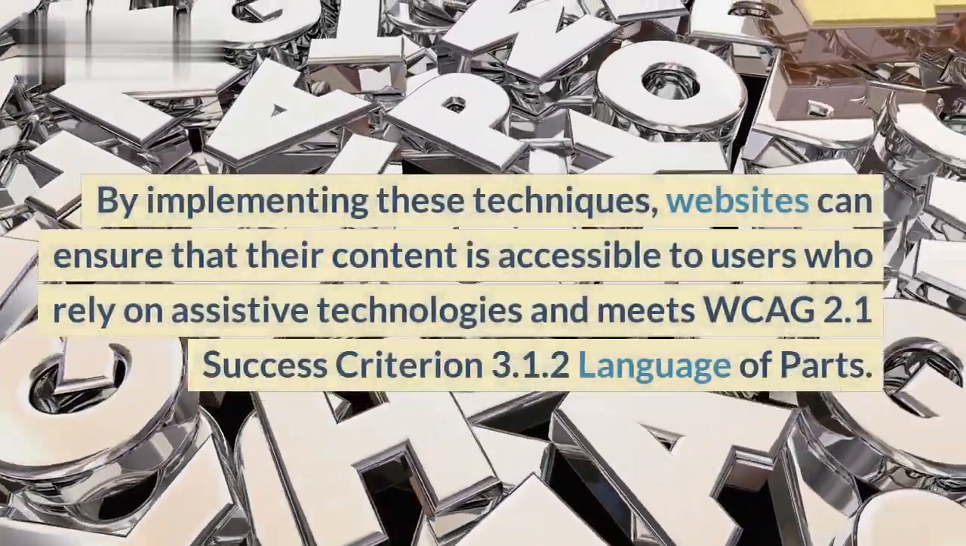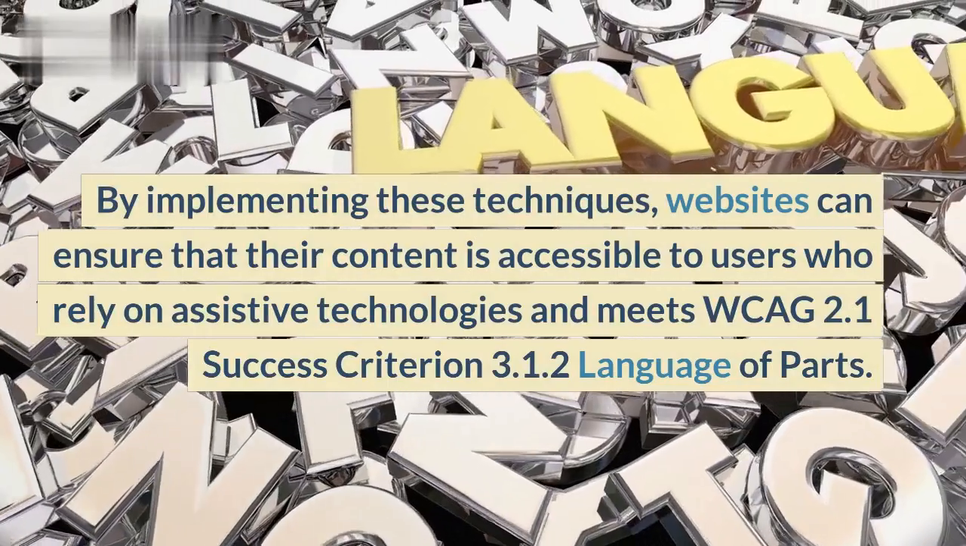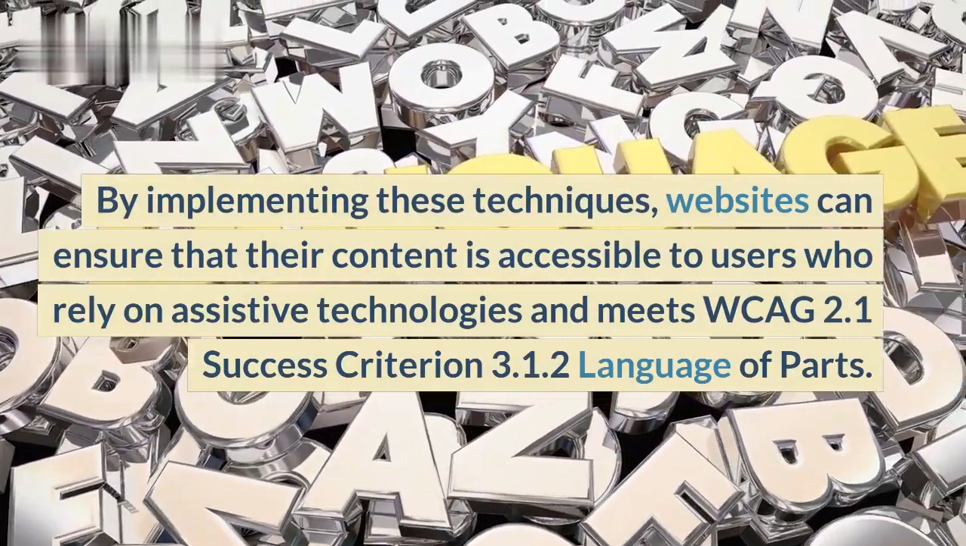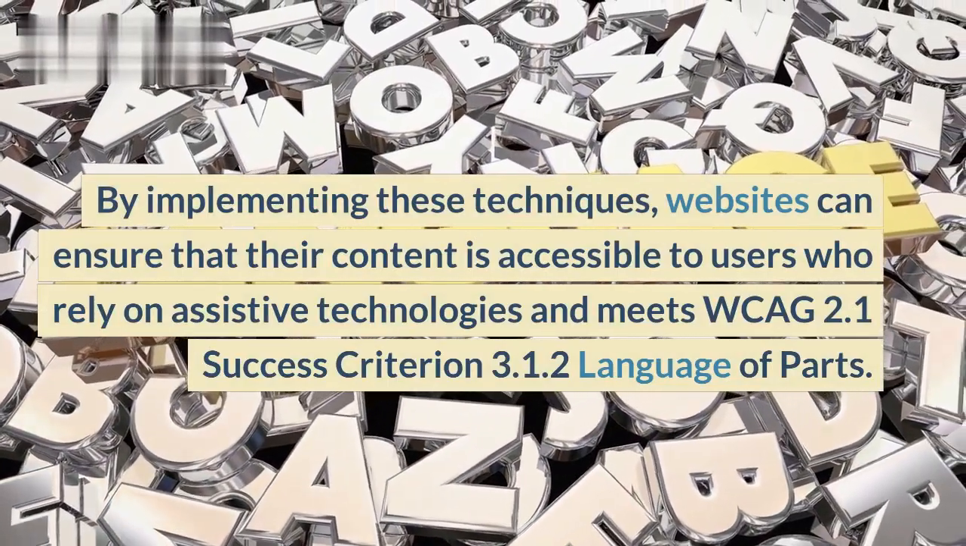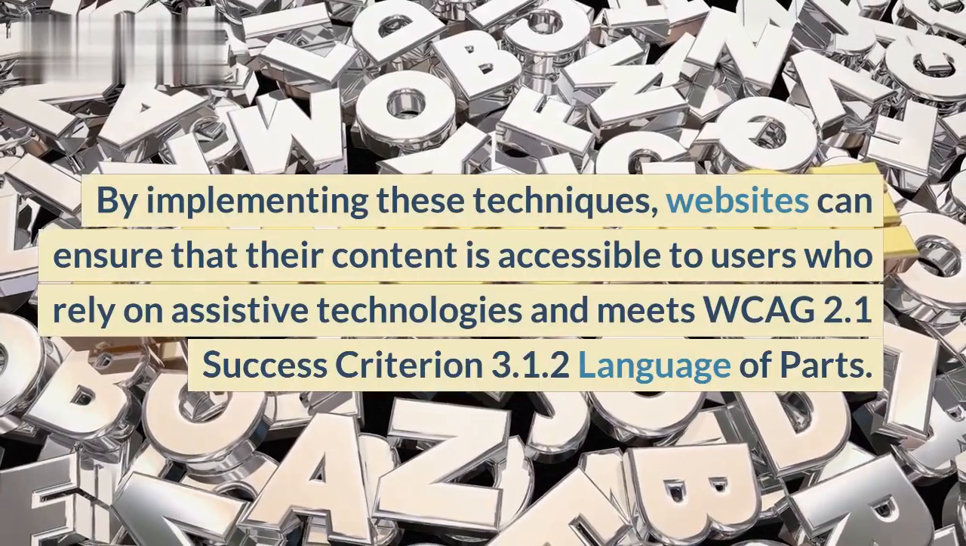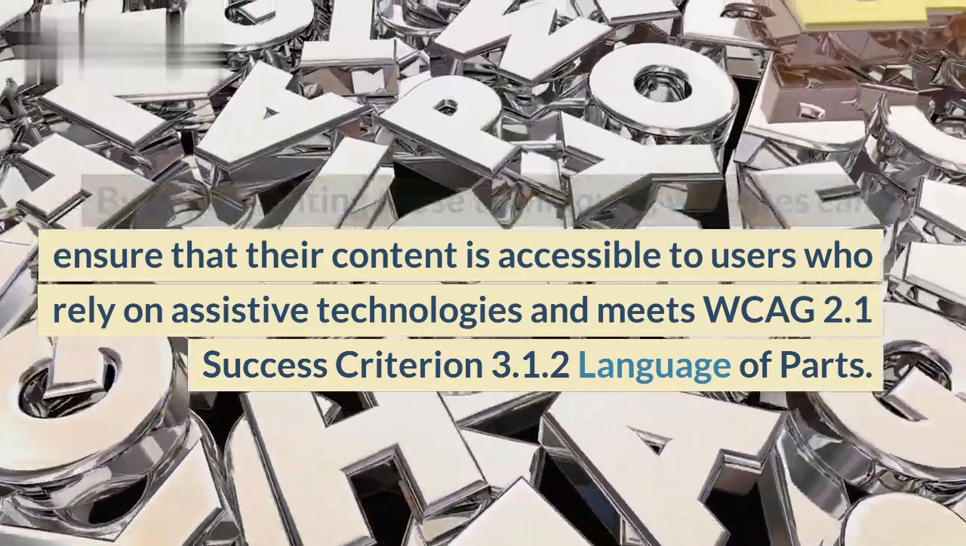By implementing these techniques, websites can ensure that their content is accessible to users who rely on assistive technologies and meets WCAG 2.1 Success Criterion 3.1.2 Language of Parts.